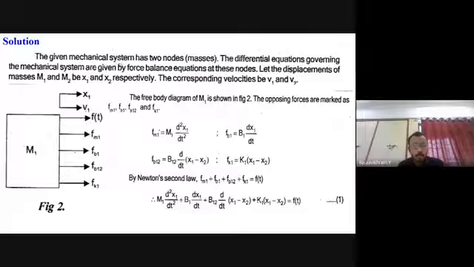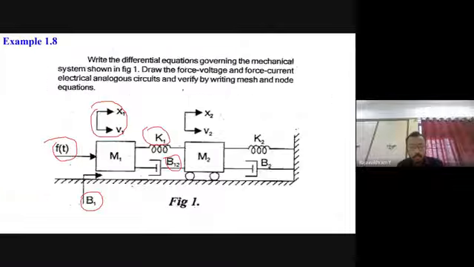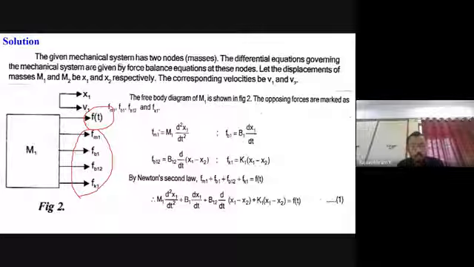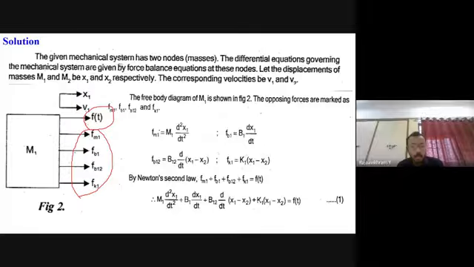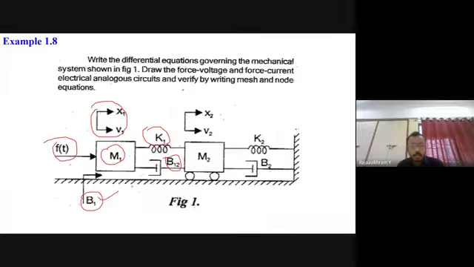So first one, F is the applied force. Actually, this arrow mark should be in the opposite direction. Accept that. And the remaining 4 are given. That is, M1 represents a mass, and this M1 is represented as Fm1. Next, B1 is given here, so FB1, and B12 is here, that is relating M1 and M2. And the last one is FK1, that is connecting between M1 and M2.